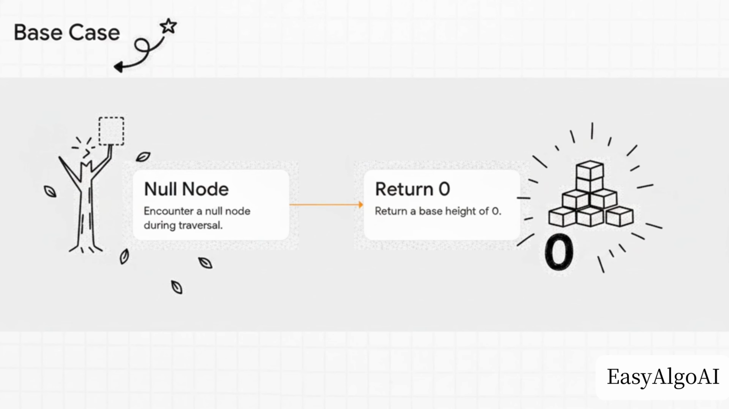Of course, as you probably know, every single recursive function needs a rock-solid base case, right? Otherwise, we'd just be stuck in an infinite loop forever. For our height calculation, the base case is incredibly straightforward. Whenever our traversal hits a null node, basically meaning we've stepped right off the bottom edge of a leaf, we simply return a base height of 0. That's it. It just gives our logic the solid foundation it needs to start building upwards.